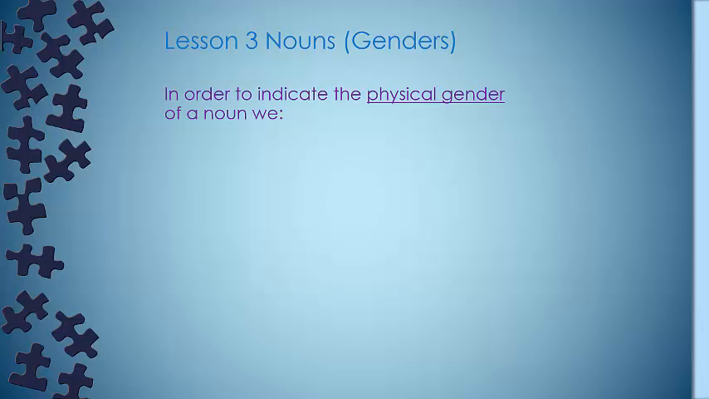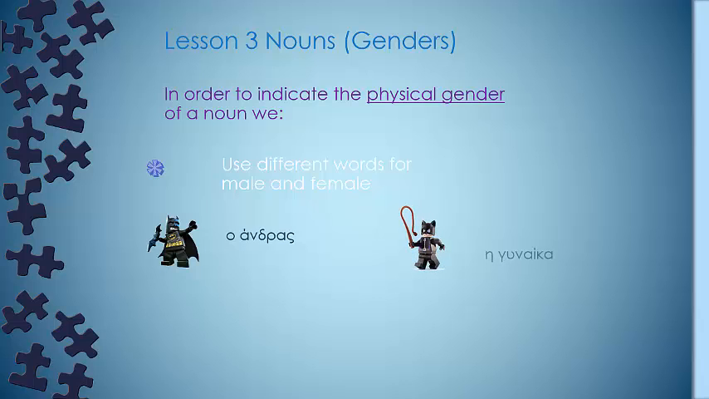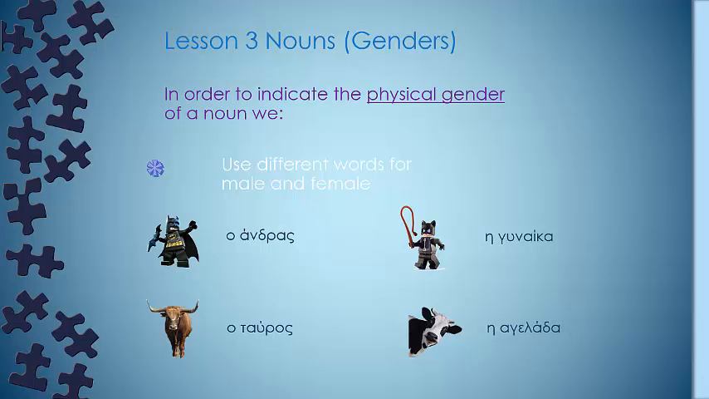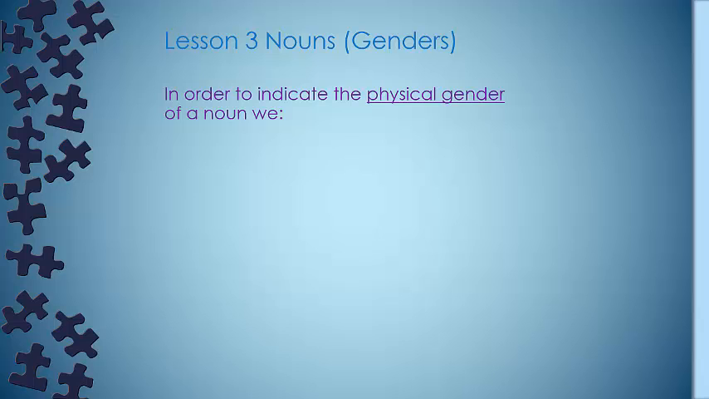When in Greek we see a cat, and we want to know, is it a male or a female cat? We have to indicate that somehow. We have to indicate the physical gender of a noun. We do that using certain words in Greek. We may use different words for male and female. So we have ο άνδρας, the man, and η γυναίκα, the woman. Those two are different words for actually the same thing, humans, but we have to indicate, is it a male human or a female human? The bull is ο ταύρος in Greek, but the cow is η αγελάδα. Same thing, different gender.